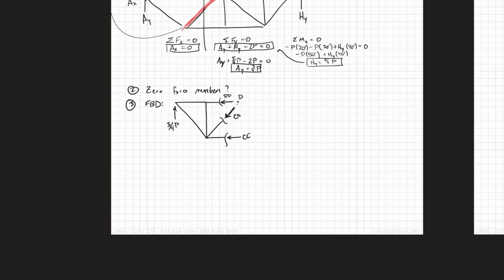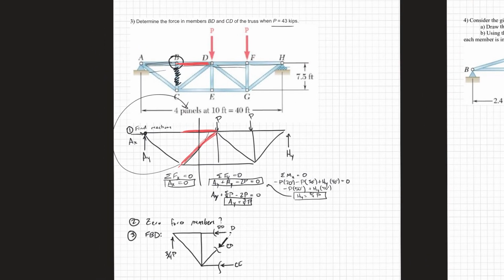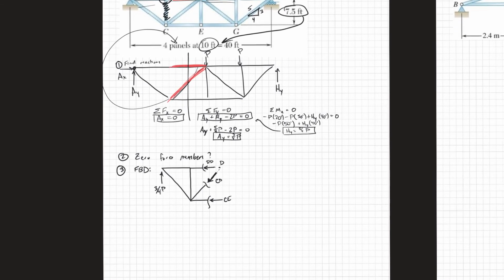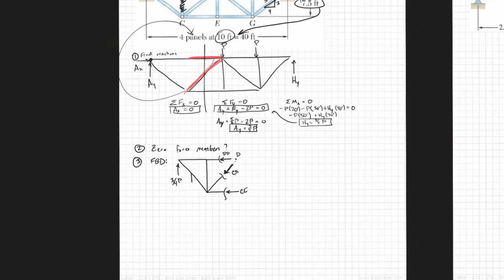And we have no other forces here. I will note that, when we go up to the original figure here, this is 7.5, this is 7.5, and this is 10. So this one is 3/4 of that one, which means that this triangle here is a 3, 4, 5 triangle, and I'm going to use that throughout.